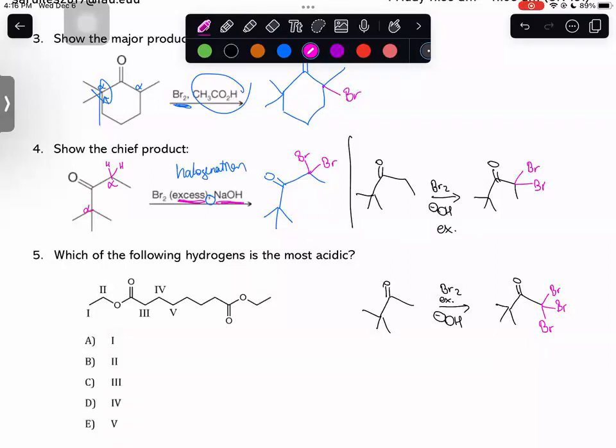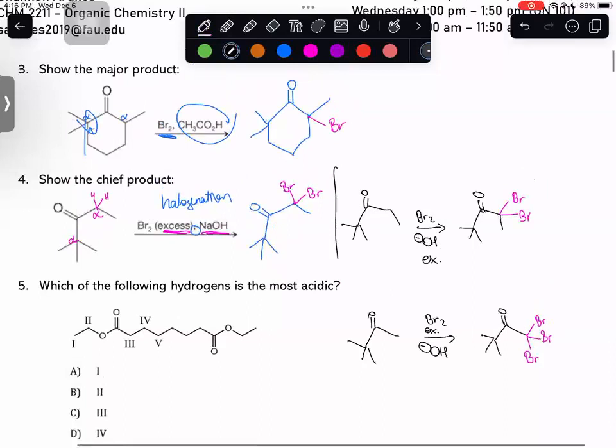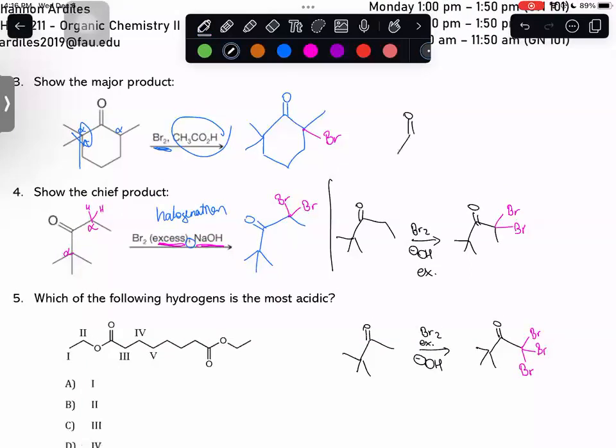Right, so if you have excess OH and you have 3 alpha protons. But in the top right, you don't have the 3 alpha protons, so it's not going to form the haloform. Exactly. Actually, let's just draw it out so everyone can see it.